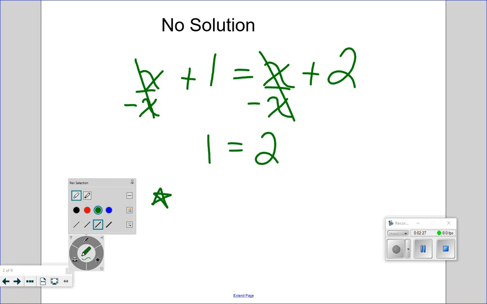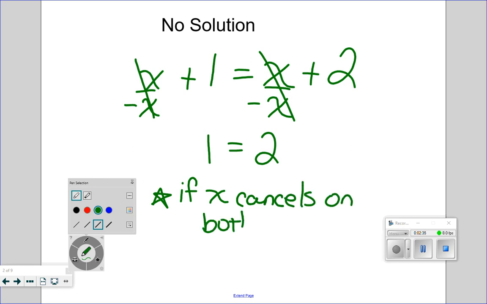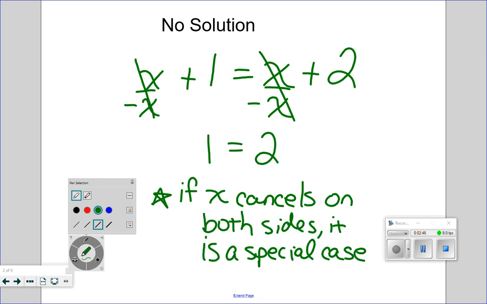So you might want to pause it and jot that down. If x cancels on both sides, or whatever your letter is, then it's one of those special cases. It's either no solution or it's all real numbers. So when x cancels out on both sides, it's one of these special cases.